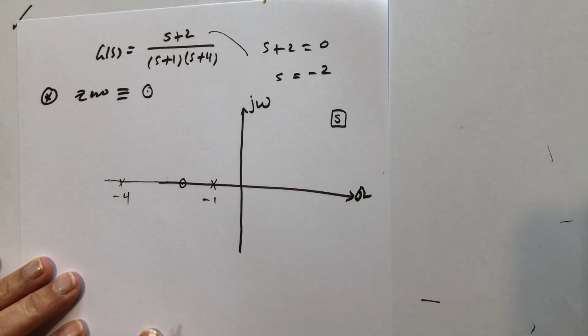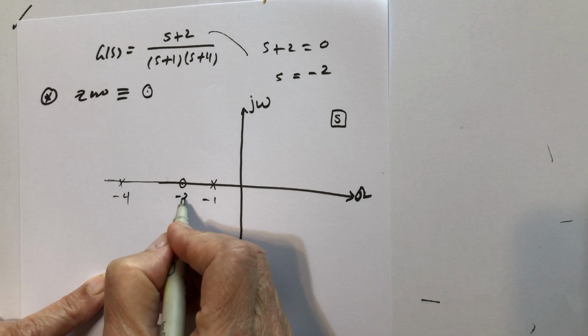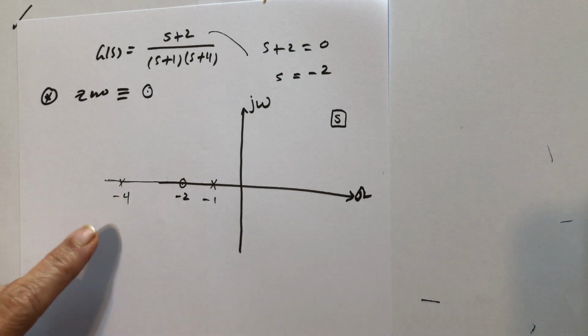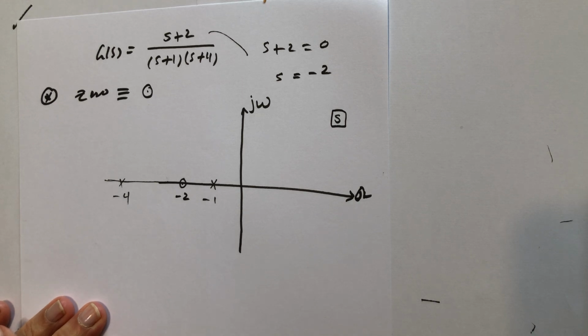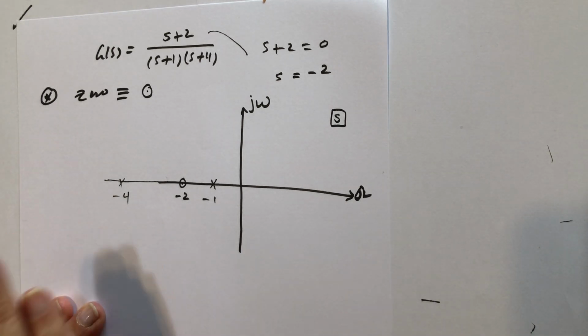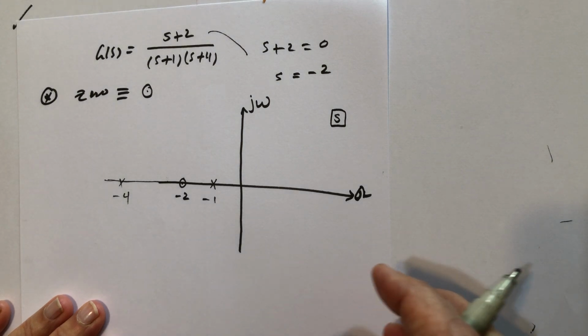So we have a system with a zero at minus 2 and 2 poles at minus 1 and minus 4, right? That's the meaning of pole and zero. The poles and zeros of the system, especially the poles, are the roots of the equation. If you have a differential equation and you get the roots, these are the poles.